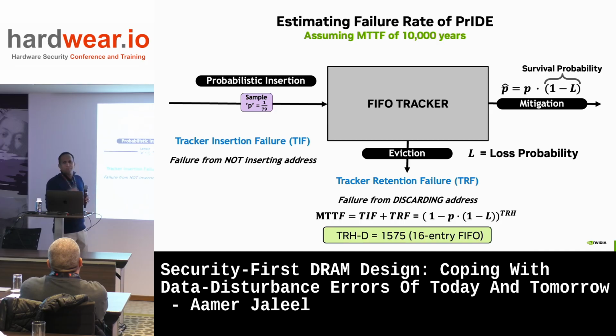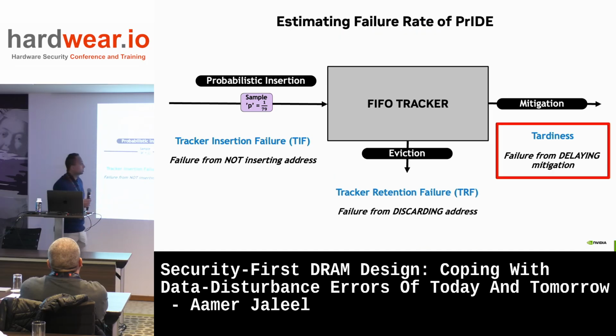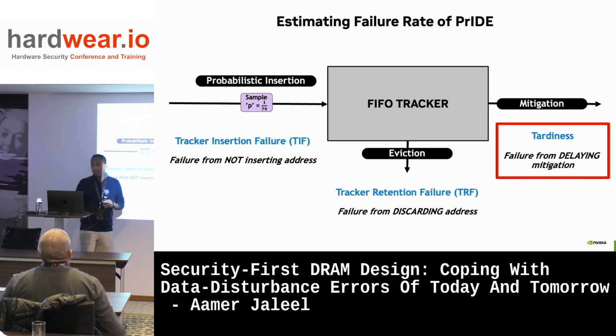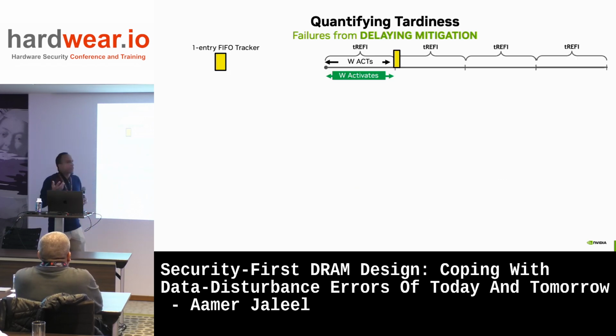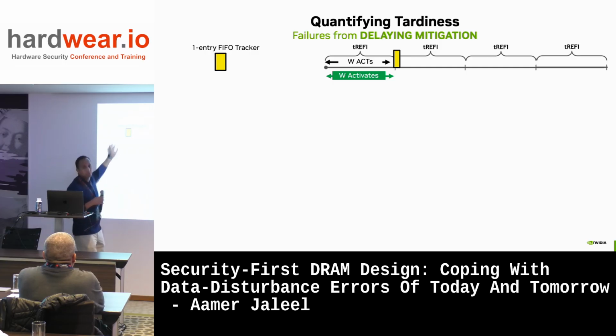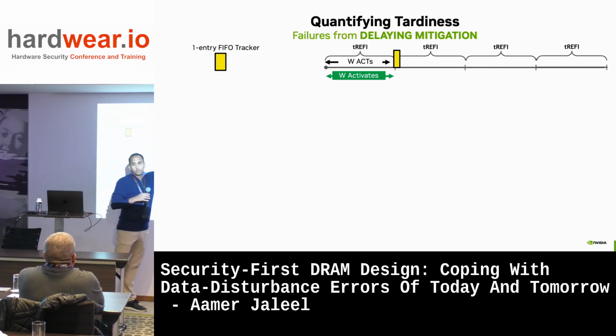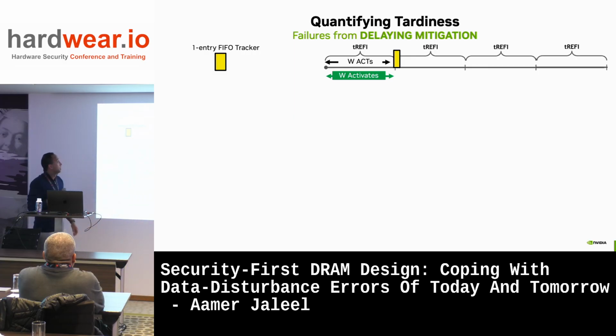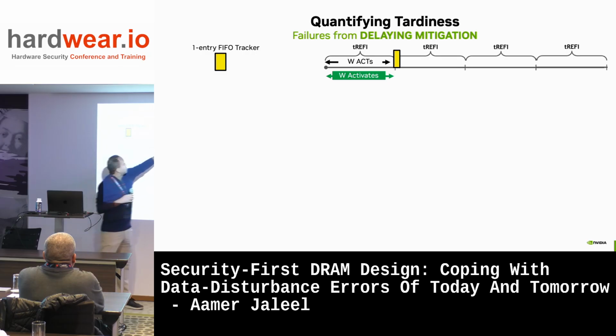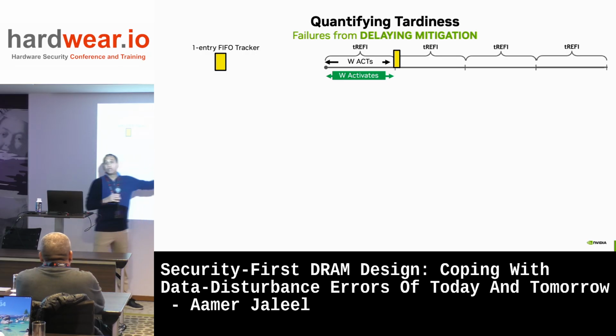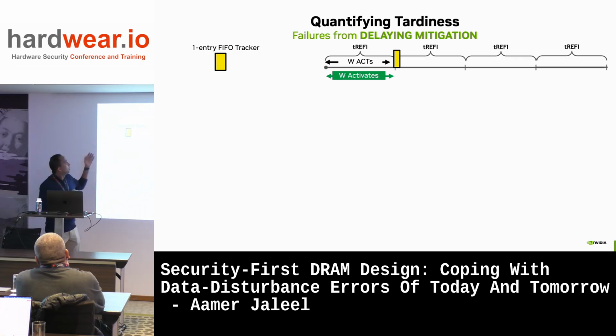Now, but like I said, after you insert it, there's another mode of failure. That's tardiness. This is the failure from delaying the mitigation. So how do we quantify this? Recall that in-DRAM trackers, after you insert something into the tracker, have to wait till the refresh time. So let's bound how many activations are possible. If you have a 1-entry tracker and you insert at the very beginning, you can have up to W possible activations. So your tardiness is up to W.